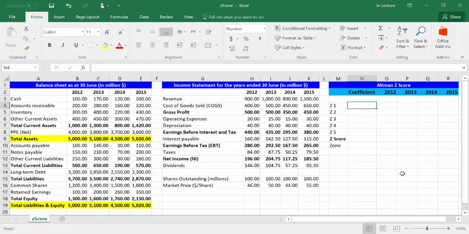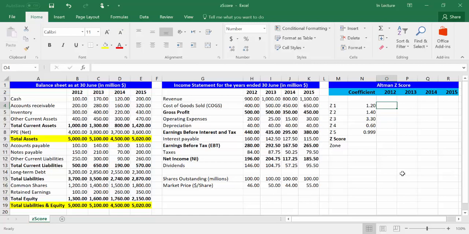Then let's write the coefficients for each variable. In cell N4, write 1.2. Press Enter. In cell N5, write 1.4. Press Enter. In cell N6, write 3.3. Press Enter. In cell N7, write 0.6. Press Enter. In cell N8, write 0.999. Press Enter.